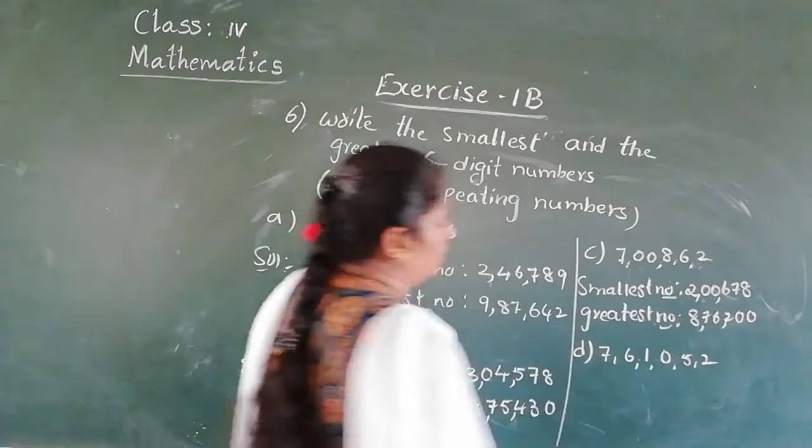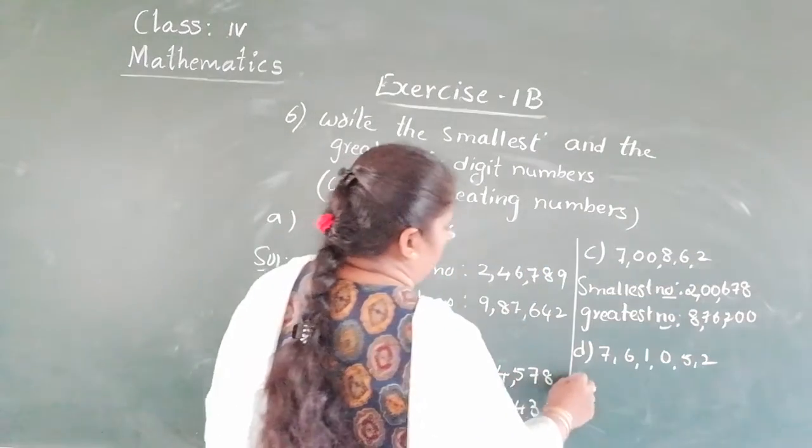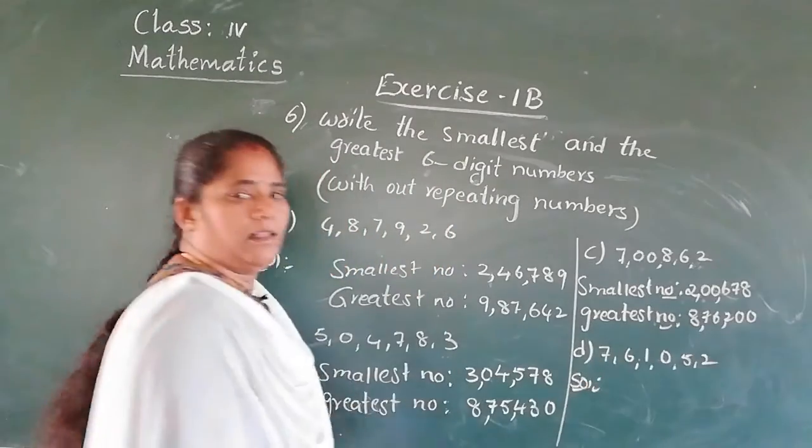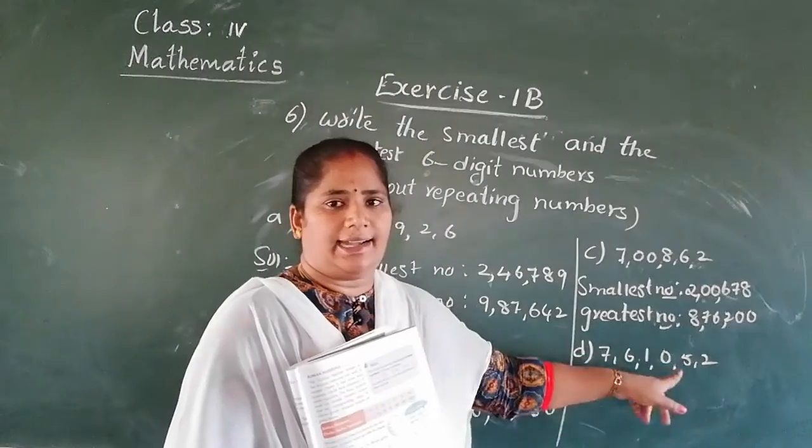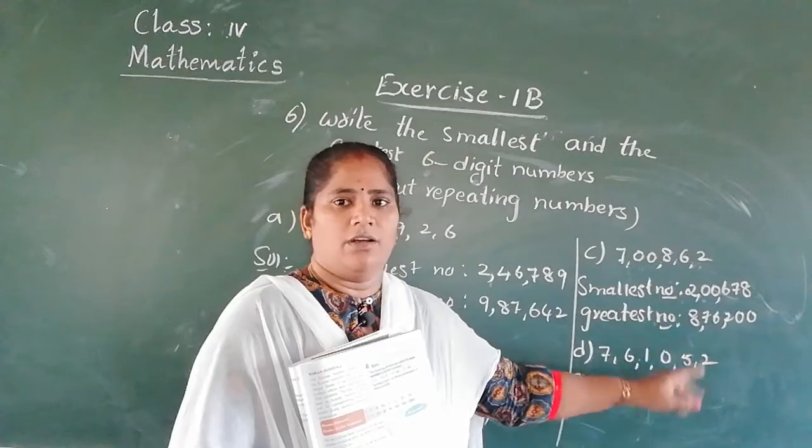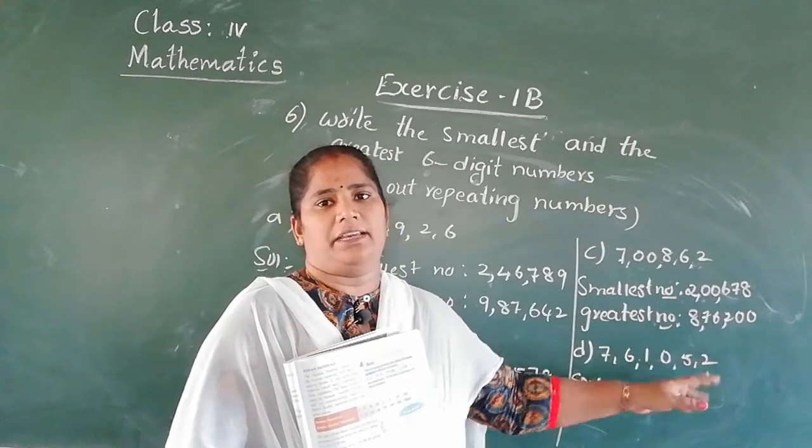761052. Note down this problem and do it, Nana. Okay, here 10 is given. While writing the smallest number, don't start with 0. Go to the next smallest number. After that you will keep 0.